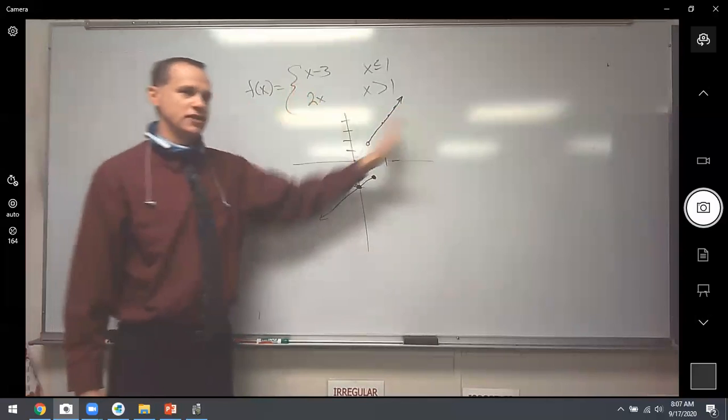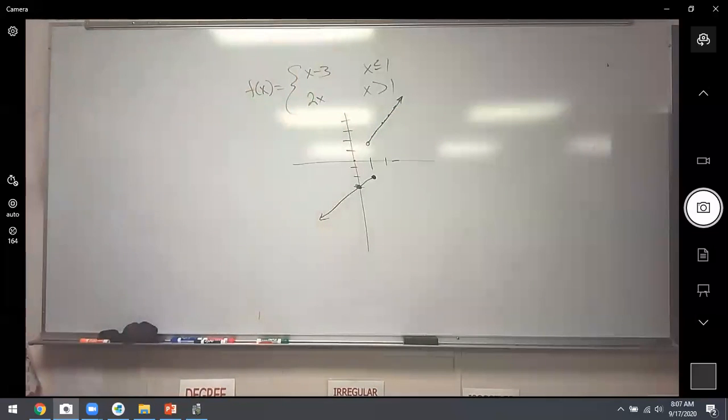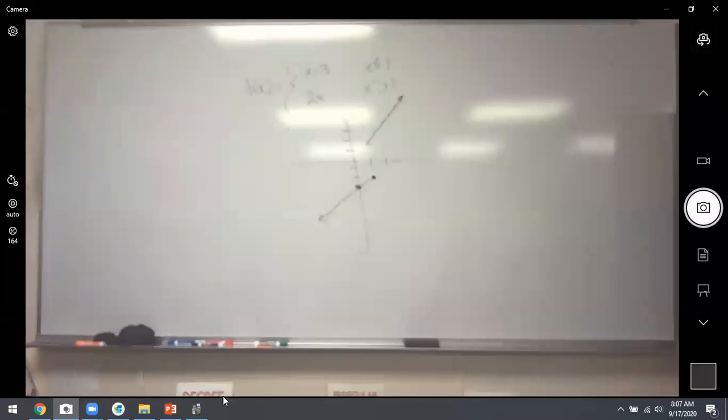So that's kind of what this thing looks like in 2 different pieces, and that's hence why we call it a piecewise function. Let's see if we can do another example.